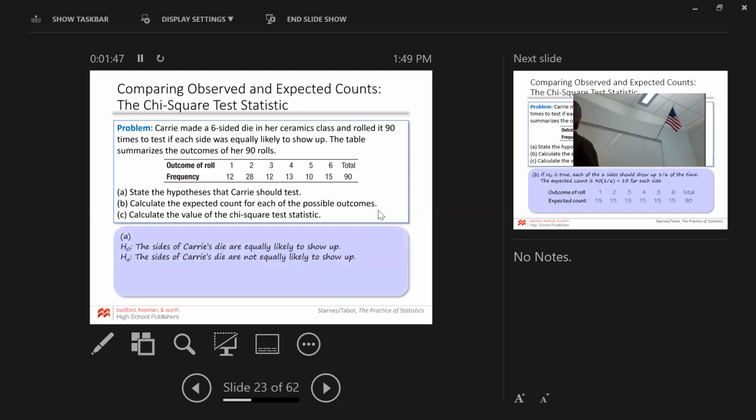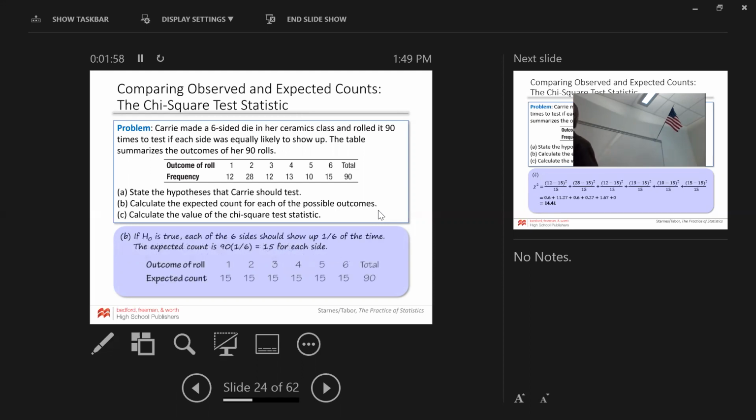So the null is that the sides of the die are equally likely to show up, and the alternate is that they are not. There's the expected counts. Why? Because it's a uniform distribution. In theory, if it's a fair die, you would expect to get 15 of each of the outcomes. You didn't get 15 of each of the outcomes. However, maybe that can be attributed to random variation. And that's why we need to calculate the test statistic.